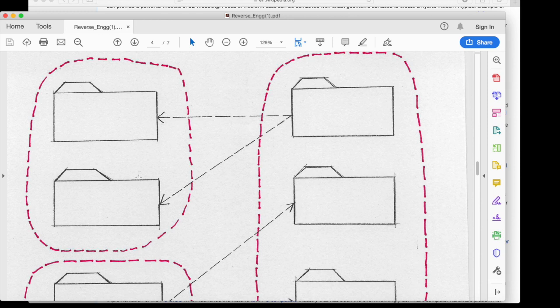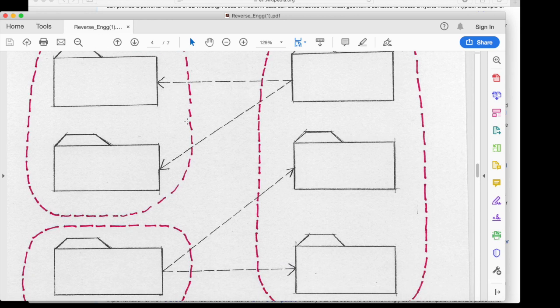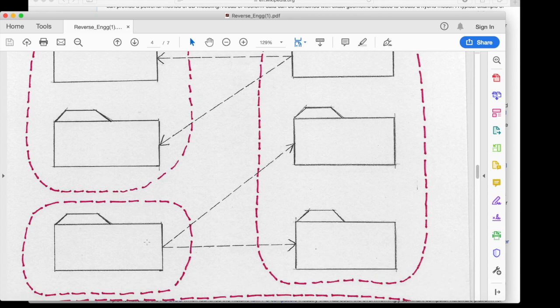Okay, so that requires service from these two packages that you see here. And notice also that this package here requires service from these three other packages.